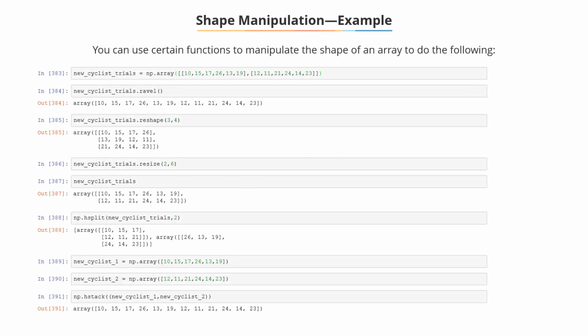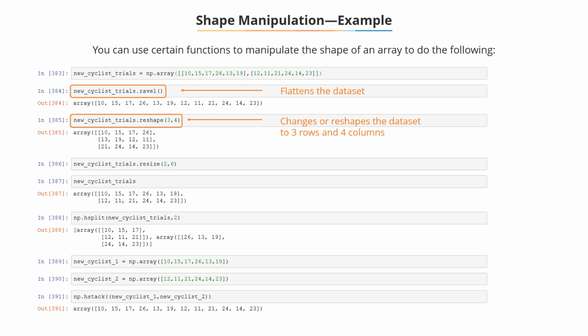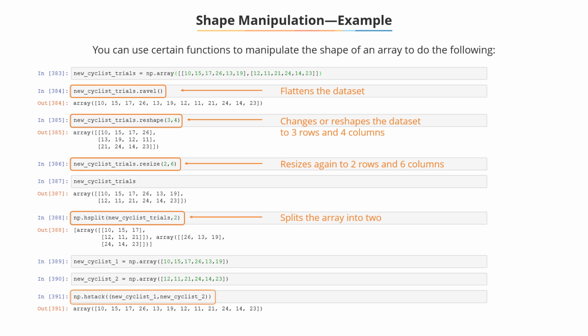Let's look at each of these shape manipulation functions using the example given below. The ravel or flatten function flattens the dataset into a single row. Reshape is a function which reshapes the dataset. Here, the dataset is reshaped from 2 rows and 6 columns to 3 rows and 4 columns. The resize function resizes the dataset back to its original dimensions, which is 2x6. The split function splits the array into 2 in the given example. Both the arrays now contain 2 rows and 3 columns. The stack function shows how one can stack the 2 arrays together.